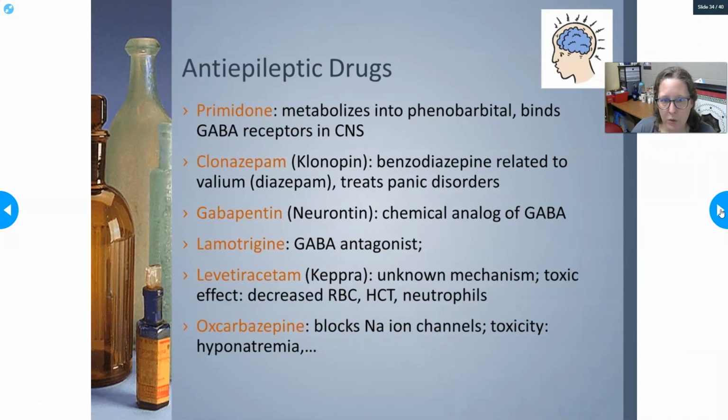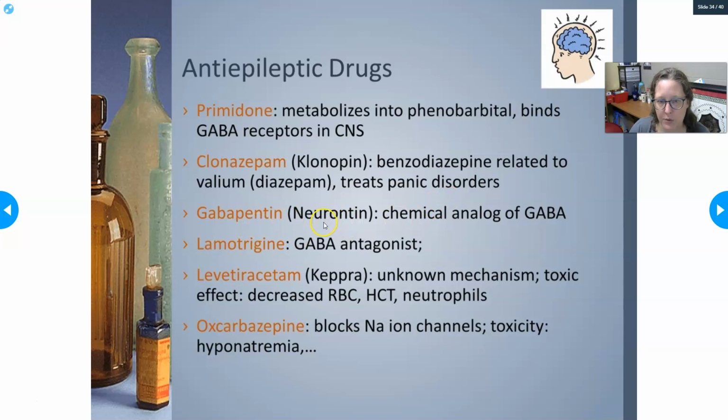With primidone, it metabolizes into phenobarbital and therefore binds GABA receptors in the central nervous system. Clonazepam is also known as Klonopin. It's a benzodiazepine related to Valium, which is diazepam, and it treats panic disorders.